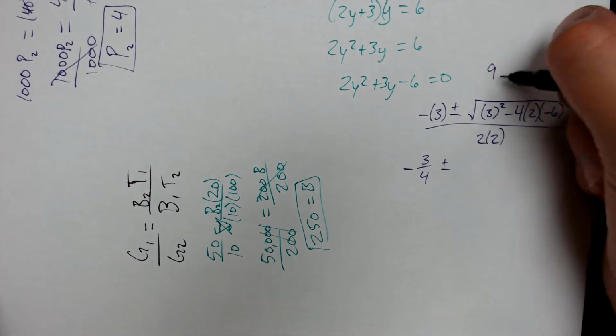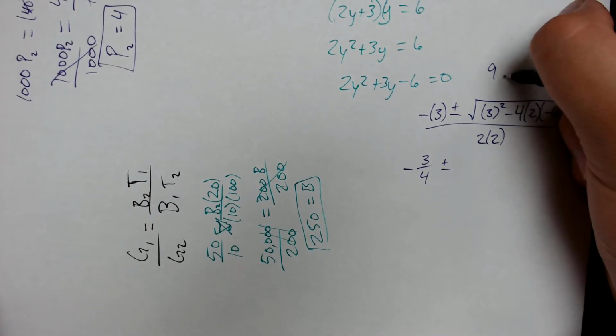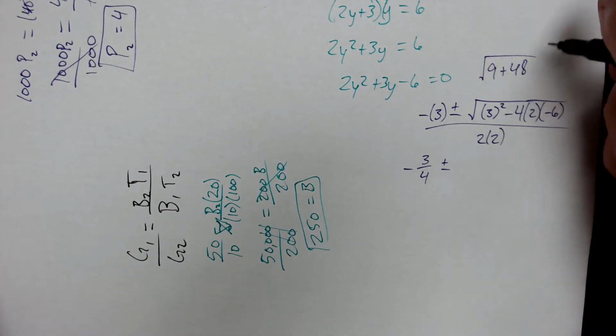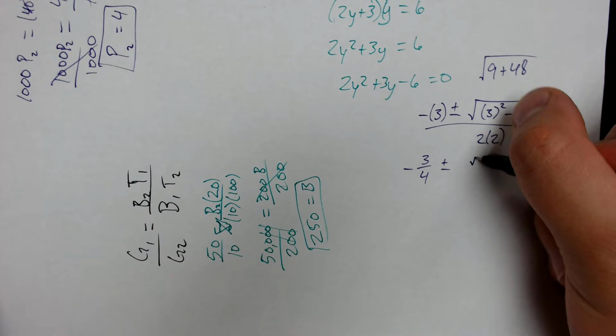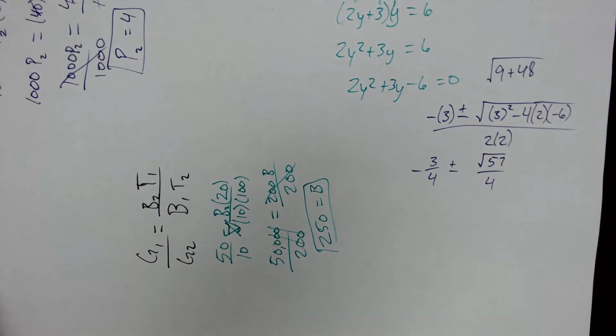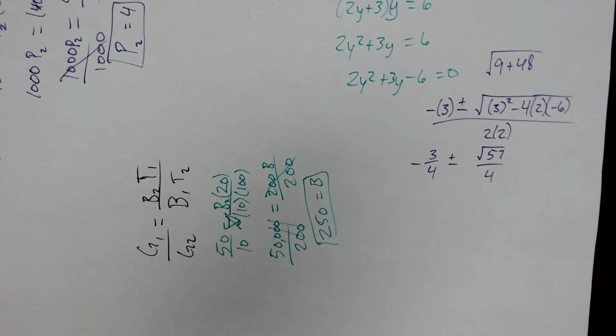So 3 squared is 9. Negative 4 times negative 6 is positive 24. 24 times 2 is 48. So 9 plus 48, which means 57. So square root of 57. So plus or minus square root of 57 over 4. Can that be simplified? No, it can't. All right, so these are our 2 y values.